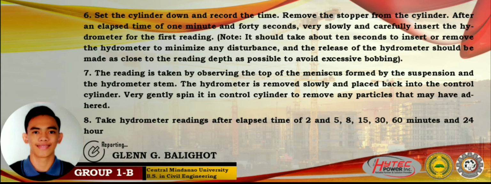Then after an elapsed time of 1 minute and 40 seconds, very slowly and carefully insert the hydrometer for the first reading. Then the hydrometer is removed slowly and placed into the back of the control cylinder. Very gently spin it in the control cylinder to remove any particles that may have adhered. Then lastly, take the hydrometer readings after elapsed times of 2, 5, 8, 15, 20, 30, 60 minutes and 24 hours.